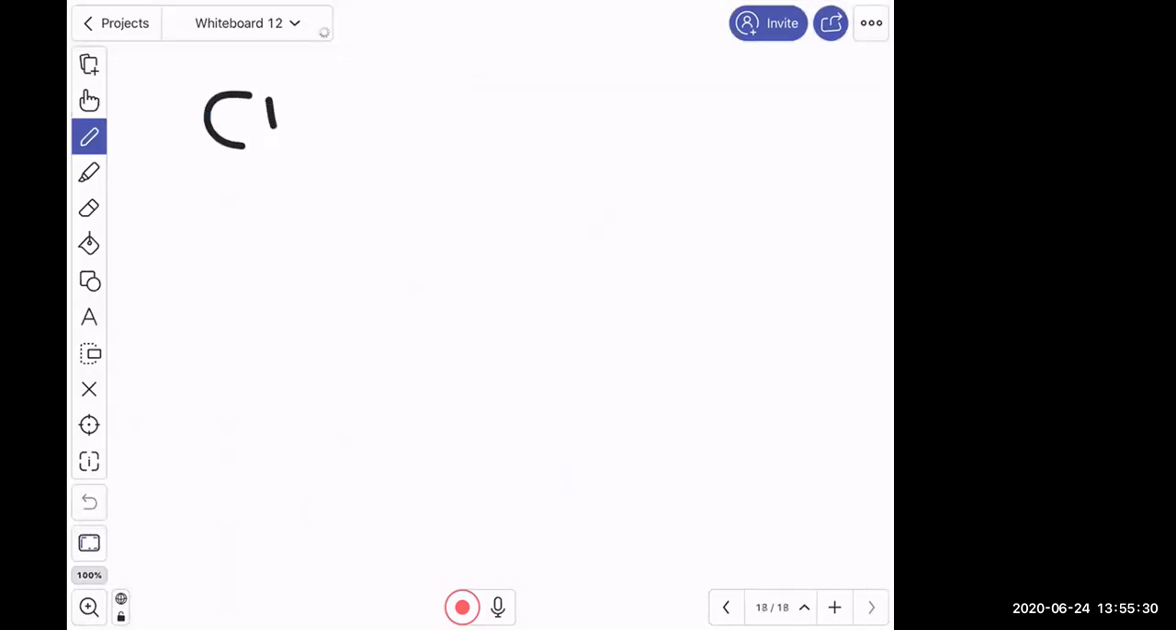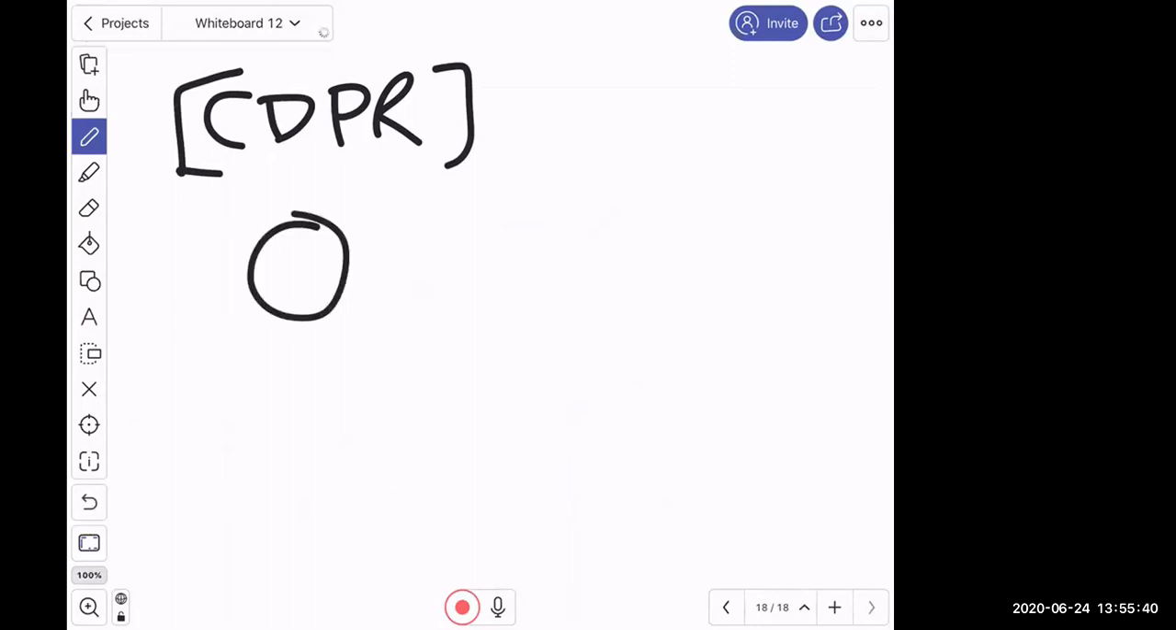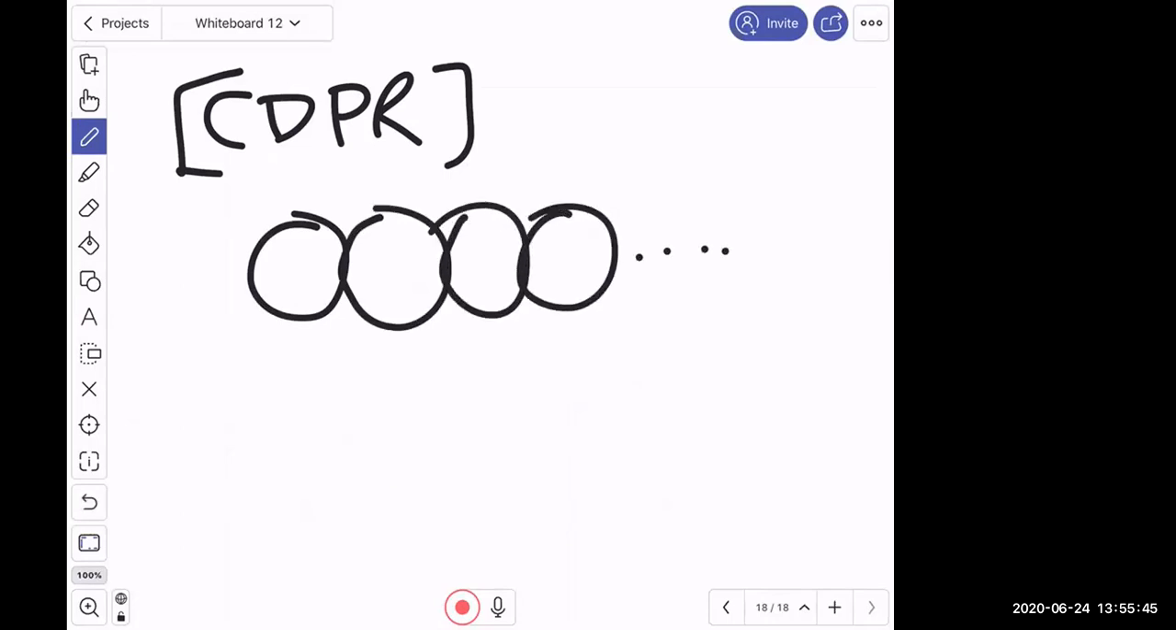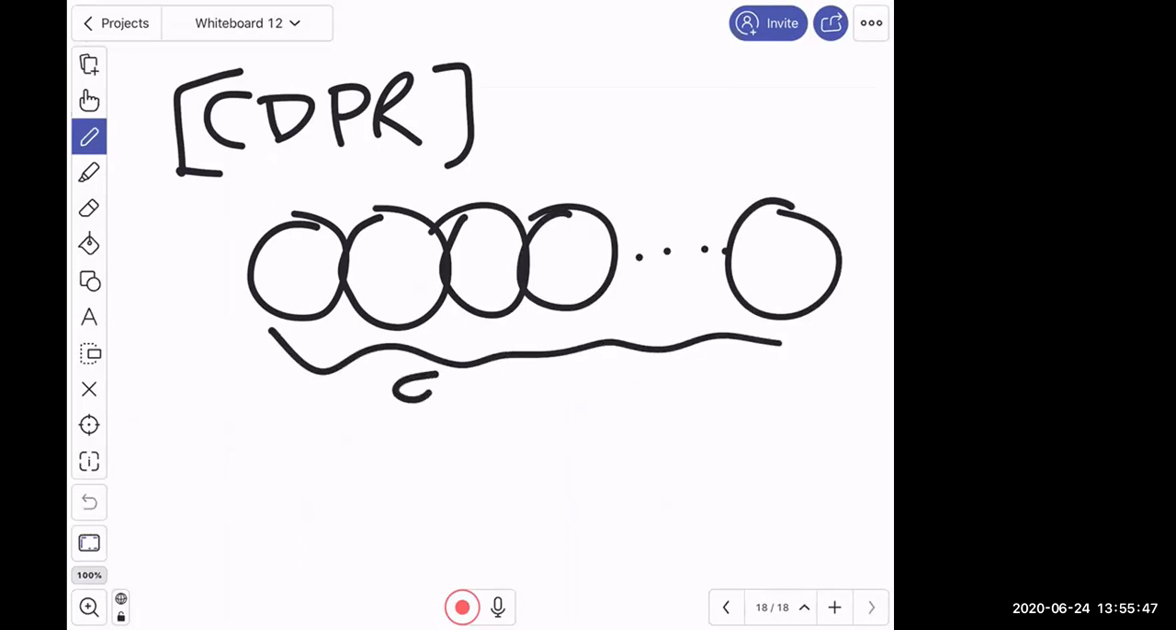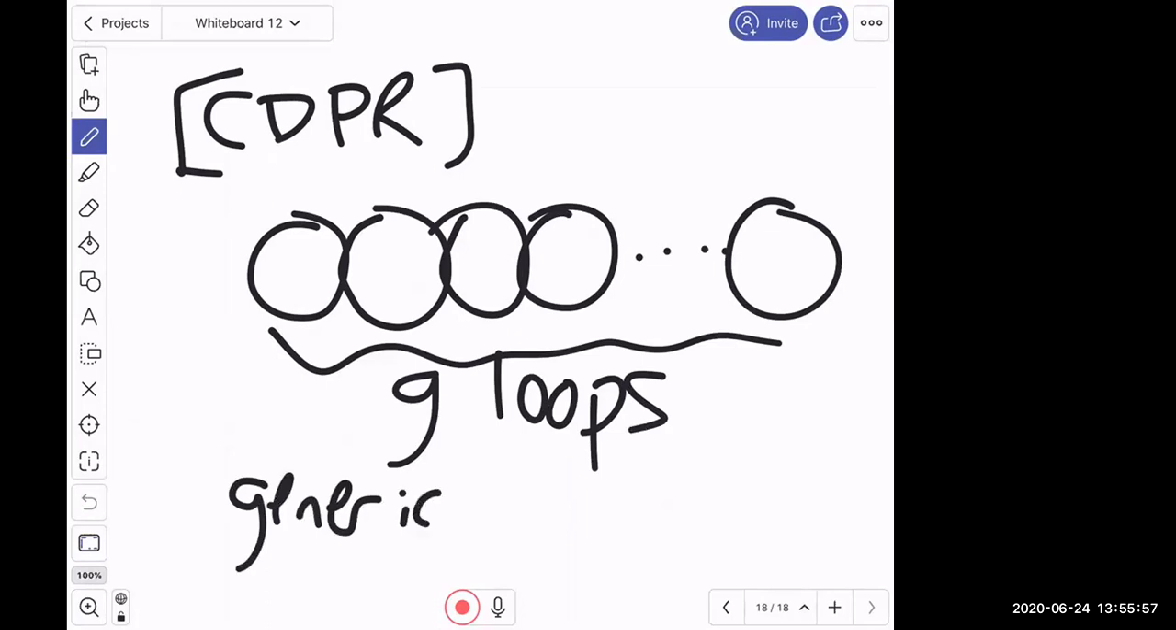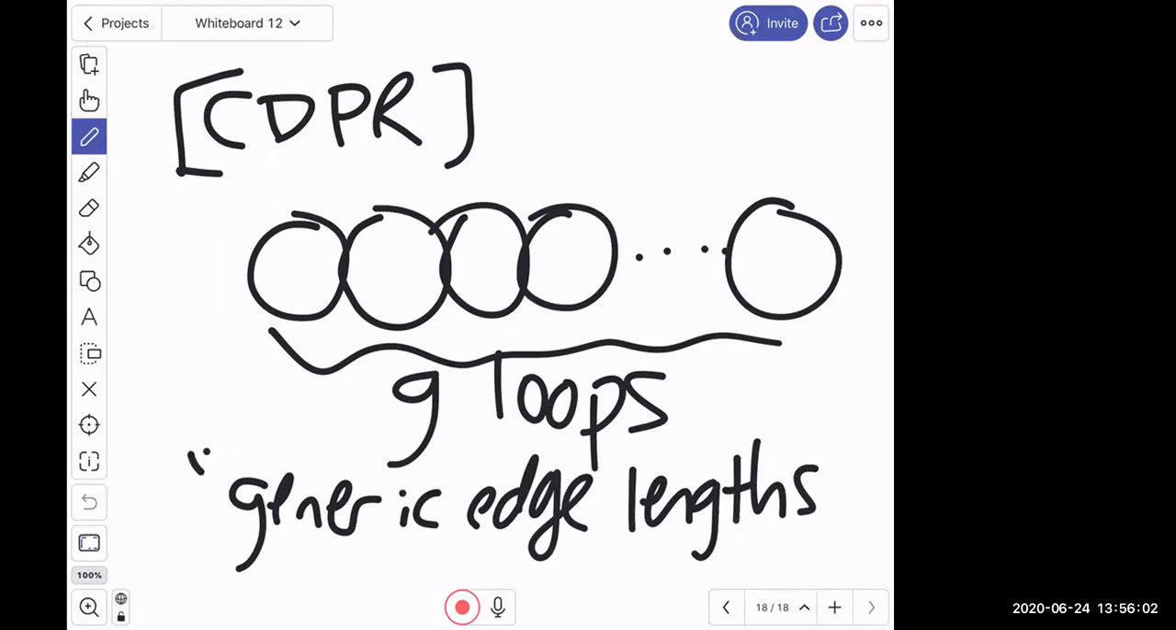So this was first done by Cools, Draisma, Payne, and Robeva. And they gave a purely combinatorial construction of graphs with this property. And the ones that work look like this. They're called chains of loops. So we have g loops here, g cycles where g is the genus. And we choose the edge lengths to be generic. There's a precise meaning to that, but I won't say now what that means.